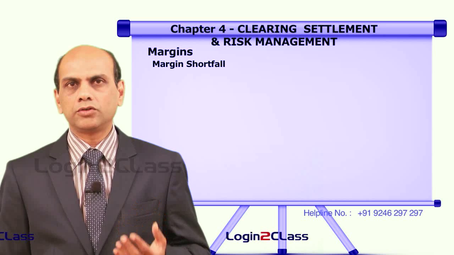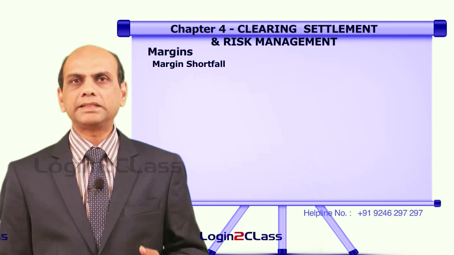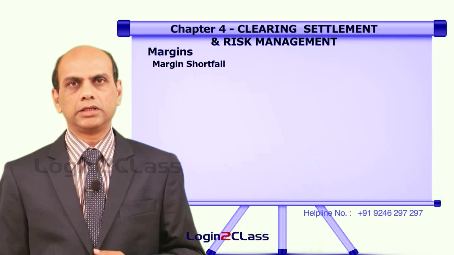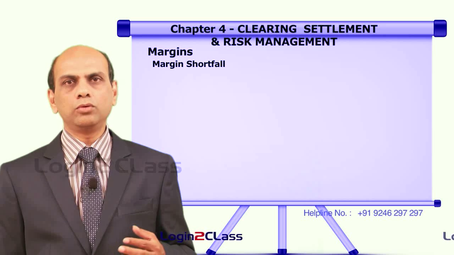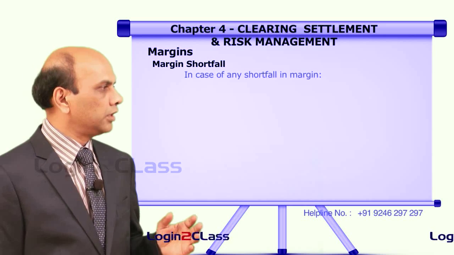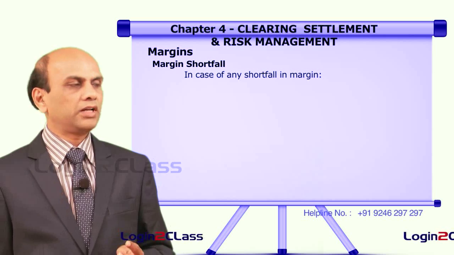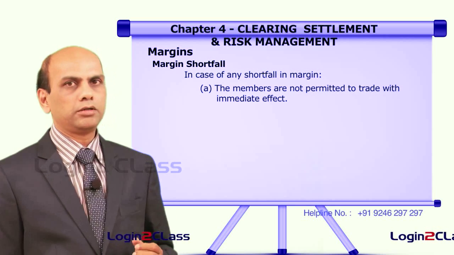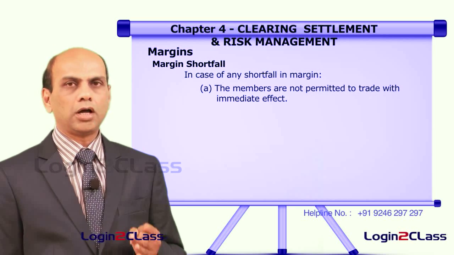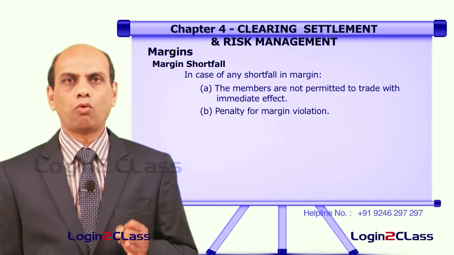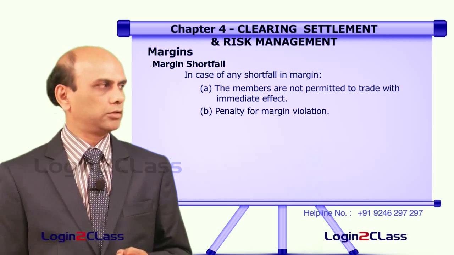That means if the trading member fails to meet the margin requirements, a margin shortfall situation arises. When such a margin shortfall situation arises, what happens? Let us try to get into the details. In case of any shortfall in margin, two things can happen. One, the members are not permitted to trade with immediate effect. What can be the next thing? A penalty for margin violation will take place. These are the two things which can happen.